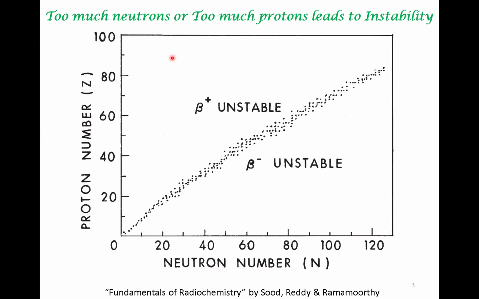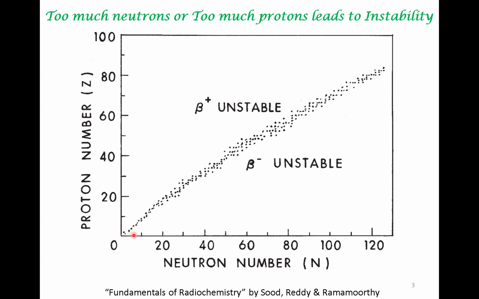Another important graph is the following. What we are plotting here is, along the y-axis, the proton number, and along the x-axis, the neutron number. This is given by z, this is given by n. So what is indicated are the different stable nuclei as you change z and n. For the same z, if you have different neutron numbers, you have isotopes. So what do you see here?